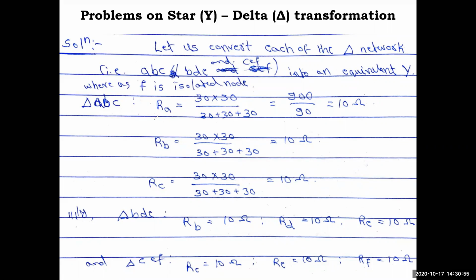So for each of the resistances we need to find RA, RB, RC. In the first delta, the upper one, all values are the same, so you'll get the same answer. Okay, 30 into 30 by 30 plus 30 plus 30, 900 by 90 equals 10 ohm. All values are the same only, 10 ohm. Similarly, in triangle BDE also you will get straight away 10 ohm. Okay, no need to do.